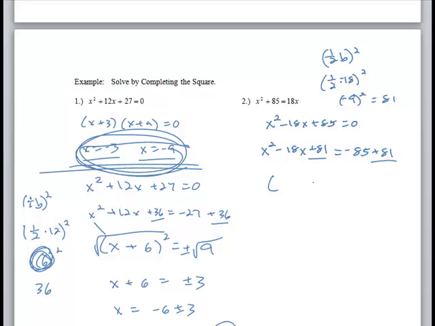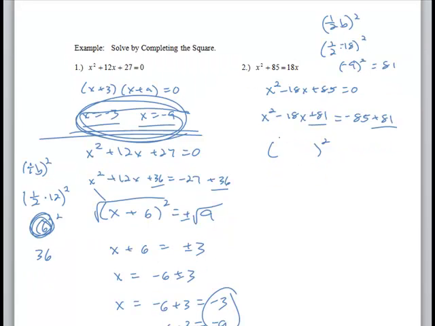That makes the left hand side factor into a binomial squared. The variable x, the constant is going to be the 1/2 b, whatever is inside the set of parentheses before you squared it, which in this case was a negative 9. So x minus 9 squared is going to be equal to negative 4.